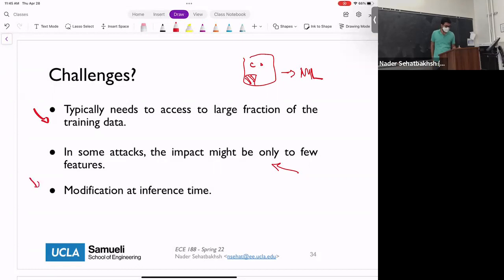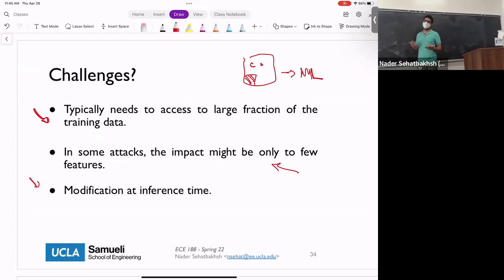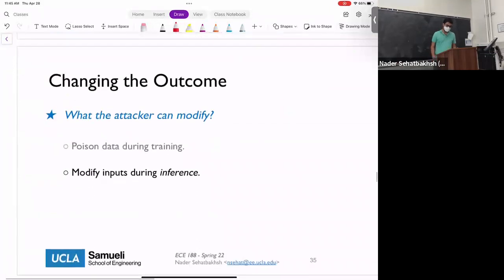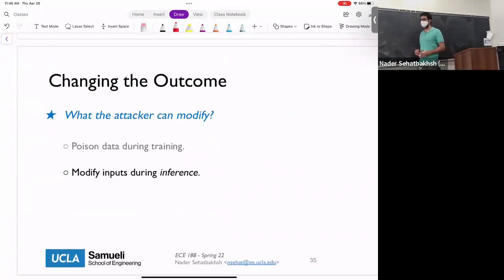And the third thing is you also need modification during the inference time, right? So you first poison the system and force the system to be trained incorrectly. But during the inference, you also need to send your adversarial sample and use the sample to make a wrong decision, right? So these two steps might be challenging and might limit the adversary to attack the system. Okay? So that's one way of attacking the system, and that's usually what's called poisoning attacks.